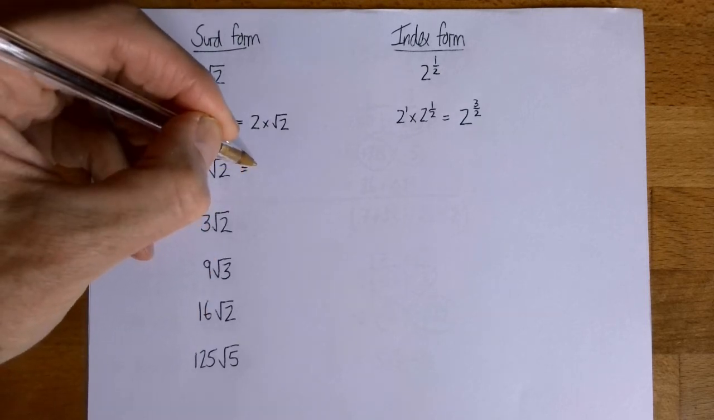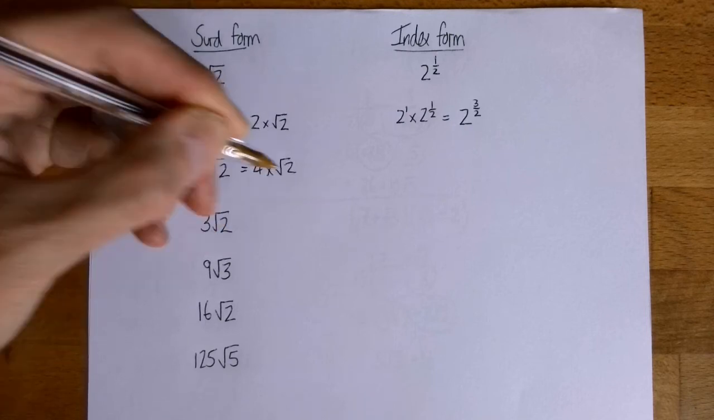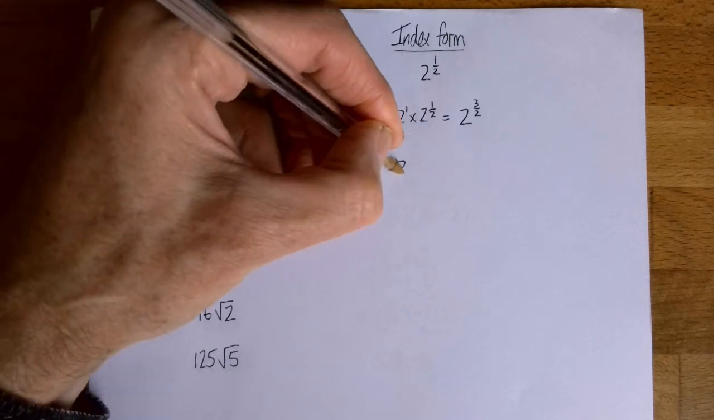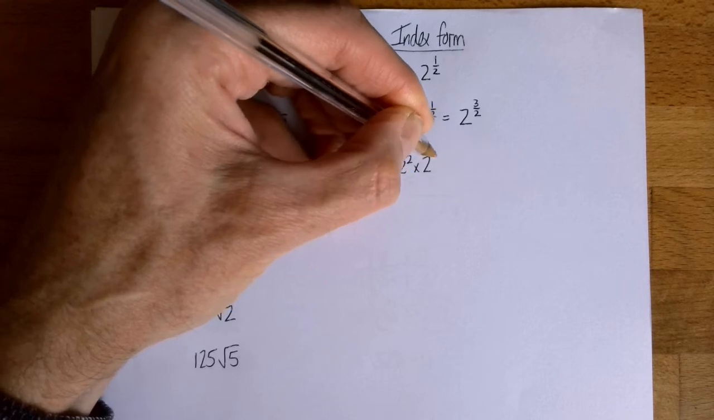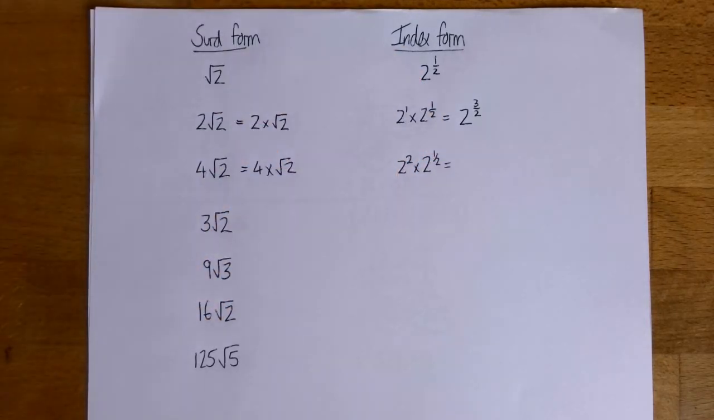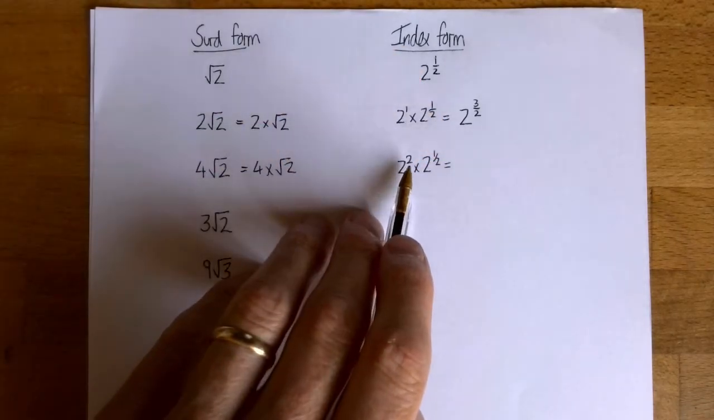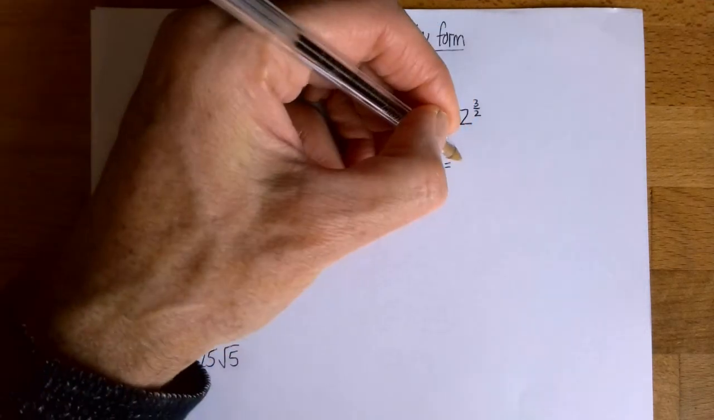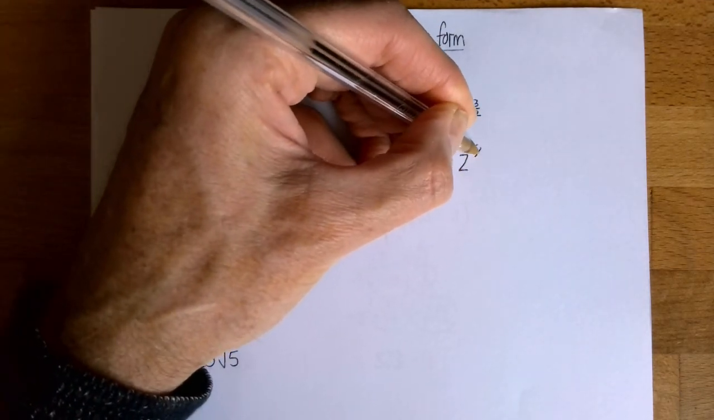4 is 2 squared, so that becomes 2 squared times 2 to the power of a half. I add the indices, so I get 2 to the power of 2 and a half, which looks really odd, doesn't it? But that's what it is.